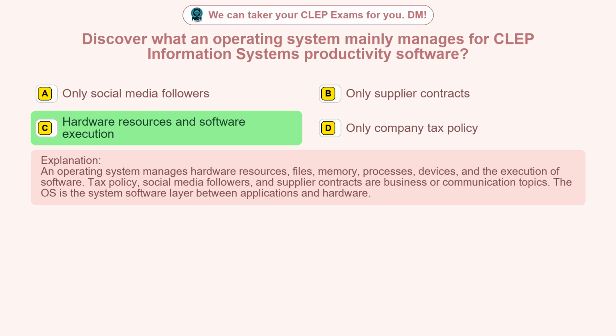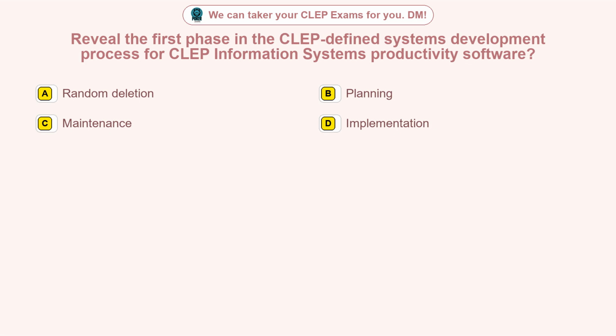An operating system manages hardware resources, files, memory, processes, devices, and the execution of software. Tax policy, social media followers, and supplier contracts are business or communication topics. The OS is the system's software layer between applications and hardware. Question 64. Reveal the first phase in the CLEP-defined systems development process for CLEP Information Systems productivity software.